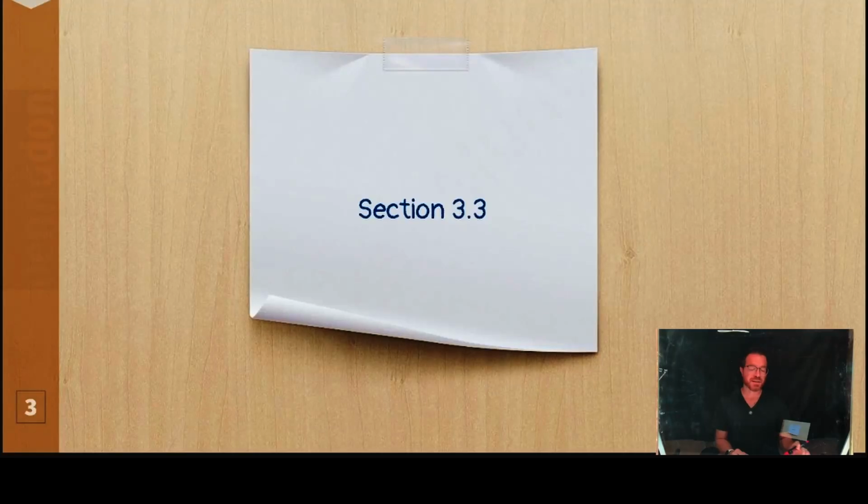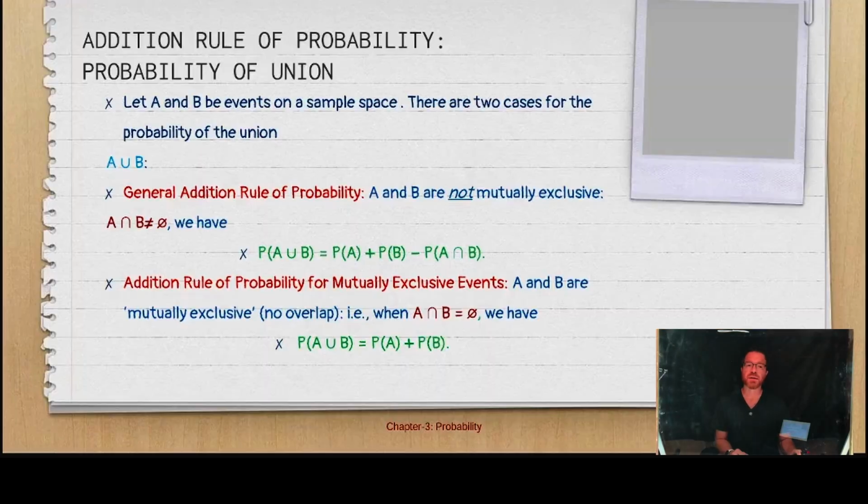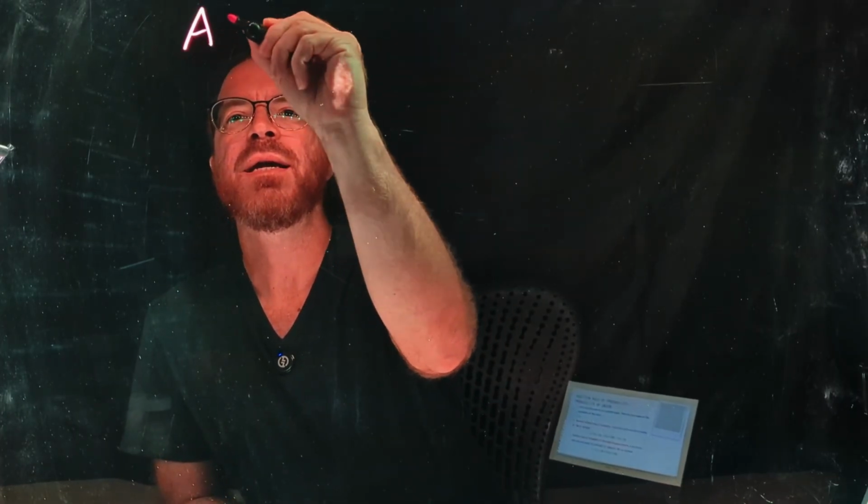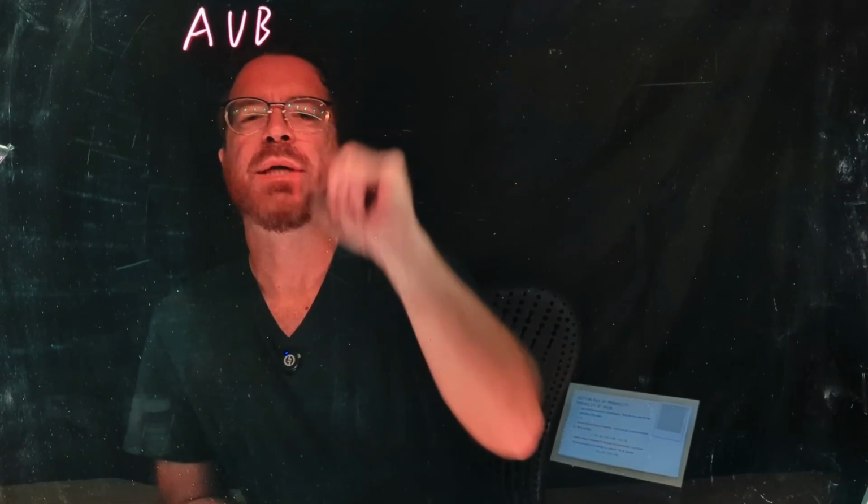Hello everyone. In today's lesson, we're going to be covering the addition rule of probability. The addition rule states that we should let A and B be events on our sample space. And there are two cases for the probability of our union. So let's say that we have A or B.